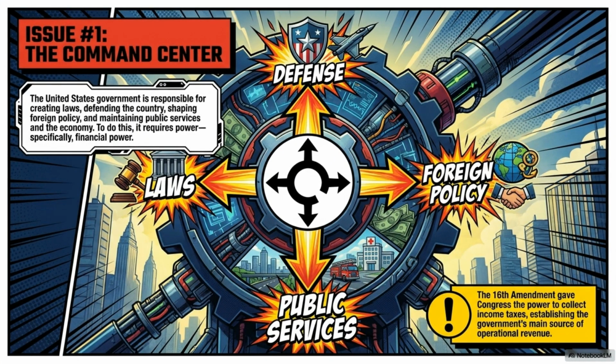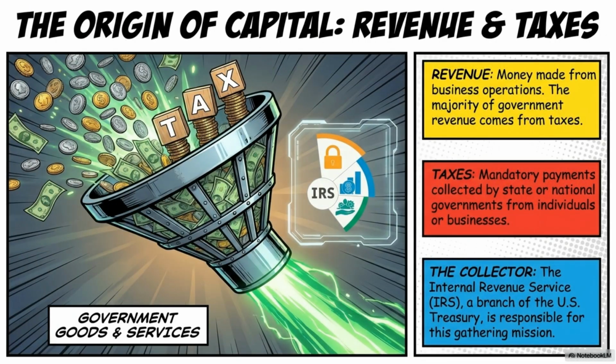The U.S. government is responsible for creating laws, defending the country, shaping foreign policy, and maintaining public services and the economy. This requires financial power. The 16th Amendment gave Congress the power to collect income taxes, which is the government's main source of operational revenue. The origin of capital comes from revenue and taxes.